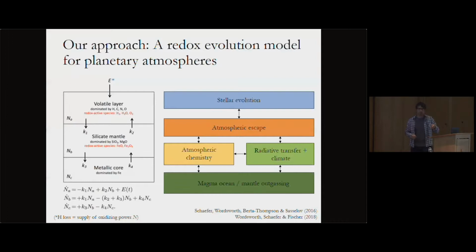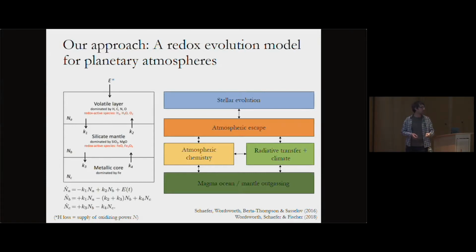So our approach to this problem is to build a redox evolution model for planetary atmospheres. We couple stellar evolution, atmospheric escape, a bit of atmospheric chemistry, radiative transfer, and a magma ocean component. And we do this while tracking the redox state of each of our regions, which you can interpret in this kind of box model approach here. So here N is oxidizing power, and escape of hydrogen leads to an increase in oxidizing power, which is the reason I've drawn this arrow down in this direction.